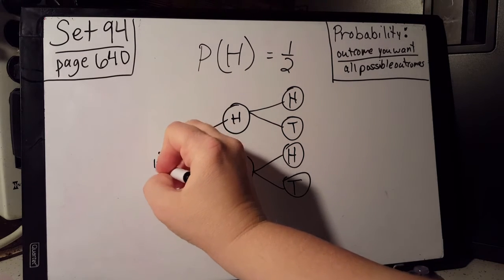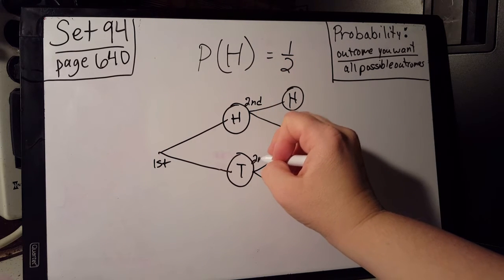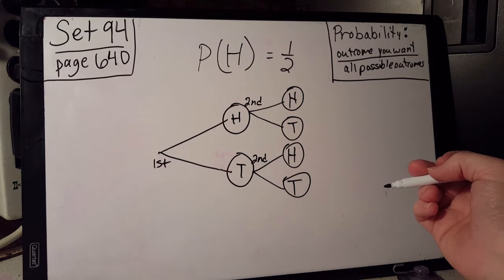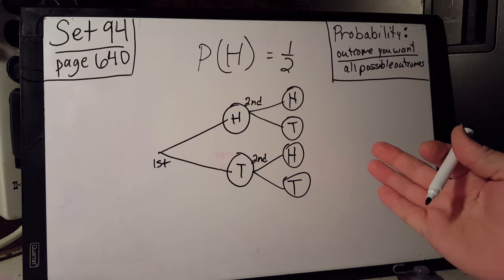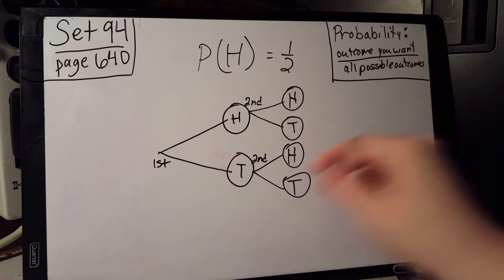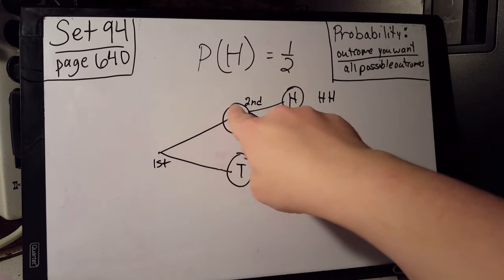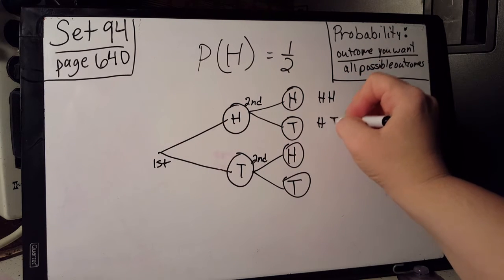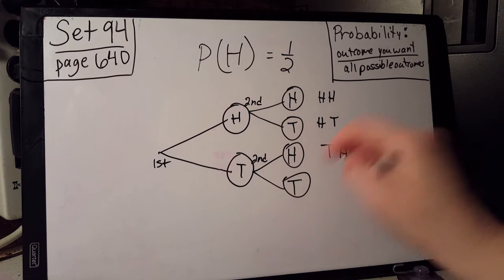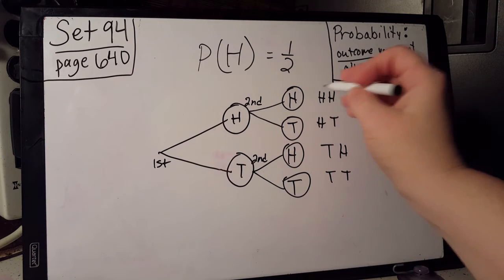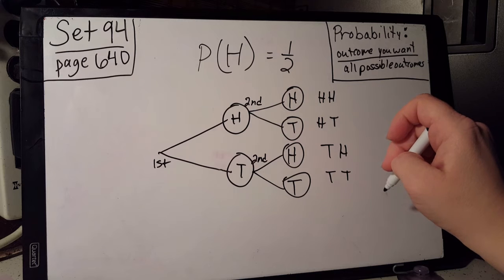So this is your first toss. Let's put first right there. Your first toss, and this would be your second. So basically from this diagram we have four possible outcomes. If you flip a coin twice, you could get heads, heads, which we write as HH. You could get heads then tails. You could get tails then heads, or you can get tails and tails again. And these four possible outcomes are called a sample space.